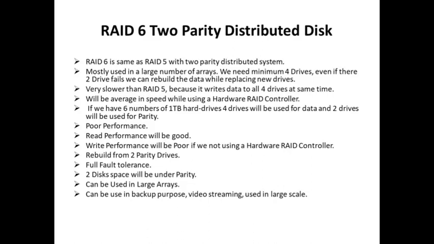It is slower than RAID 5 because it writes data to all 4 drives at the same time. We will be average in speed while using a hardware RAID controller. If we have 6 numbers of 1 TB hard drives, 4 drives will be used for data and 2 drives will be used for parity. The performance is poor as compared to RAID 5. Read performance will be good. Write performance will be poor if we are not using a hardware RAID controller. Rebuild from 2 parity drives.